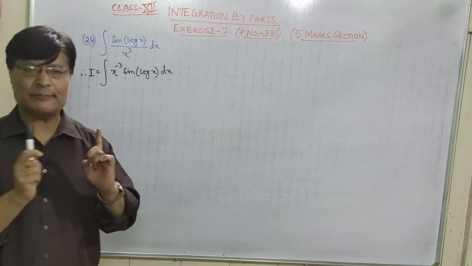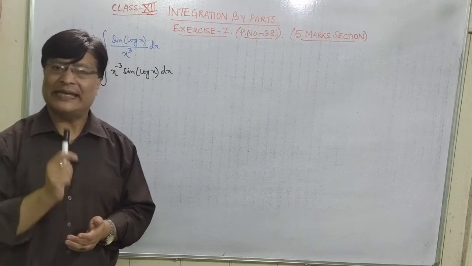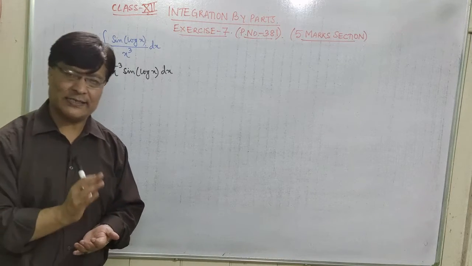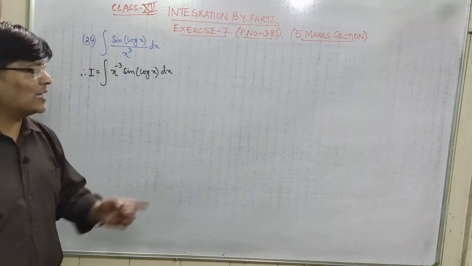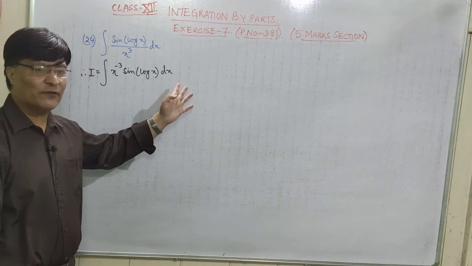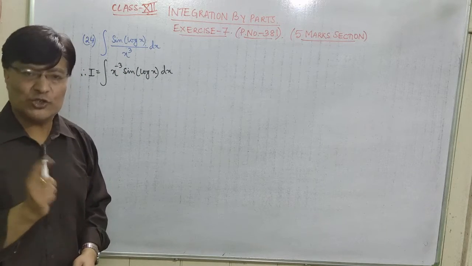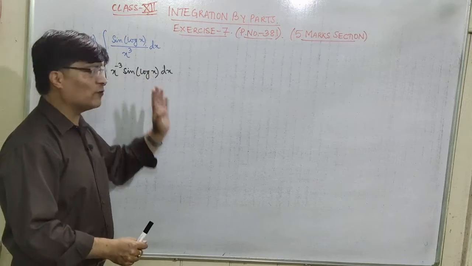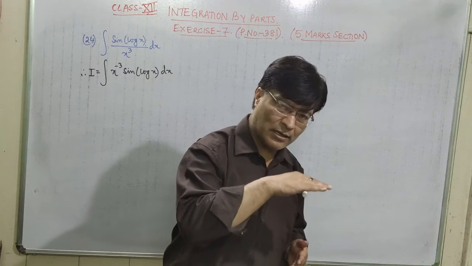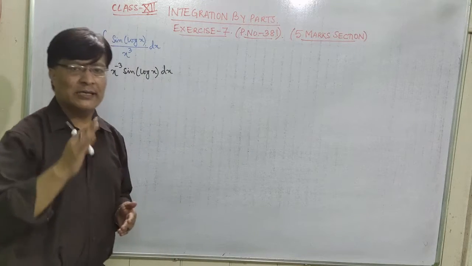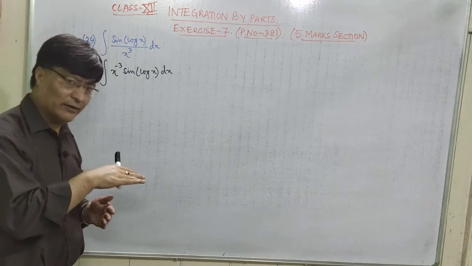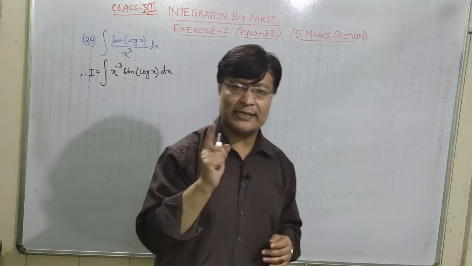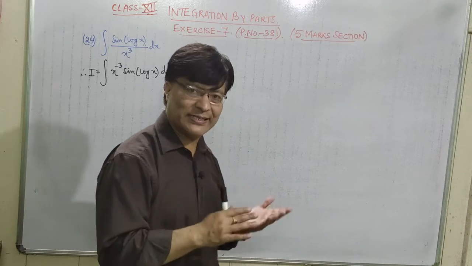But this is an exceptional problem. In this case, we cannot take A as the first function and T as the second function. But in this case, we can take sine of log x as the first function and x to the power minus 3 as the second function, because there is sine of log x. Since there is sine of log x, this is a function of a function. So we can take sine of log x as the first function and x to the power minus 3 as the second function. So this is also an exceptional problem.